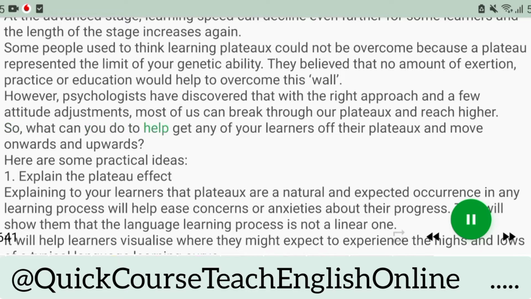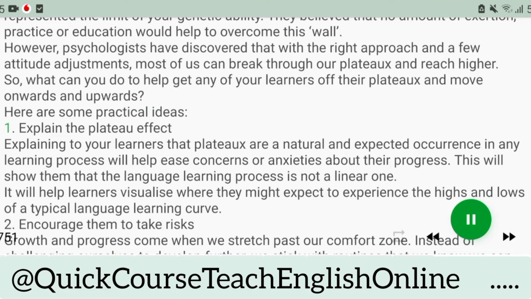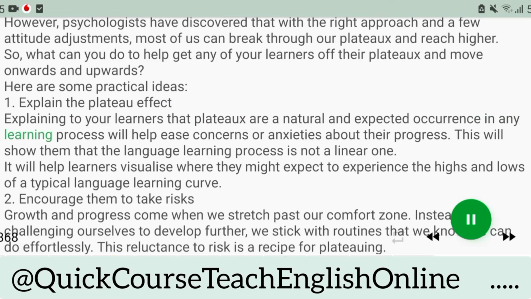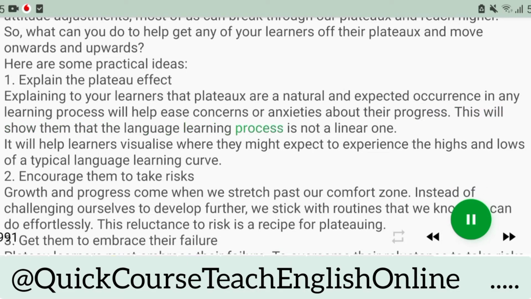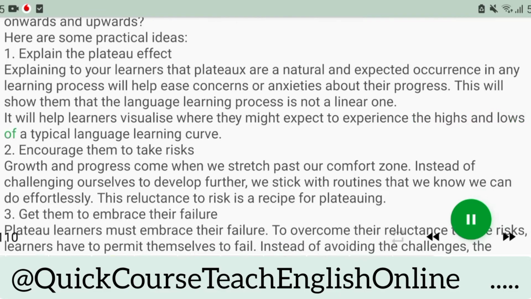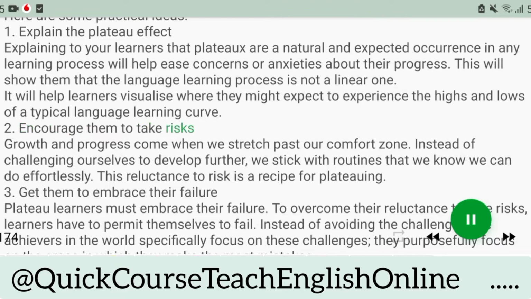So, what can you do to help get any of your learners off their plateau and move onwards and upwards? Here are some practical ideas. 1. Explain the plateau effect. Explaining to your learners that plateaus are a natural and expected occurrence in any learning process will help ease concerns or anxieties about their progress. This will show them that the language learning process is not a linear one. It will help learners visualize where they might expect to experience the highs and lows of a typical language learning curve.